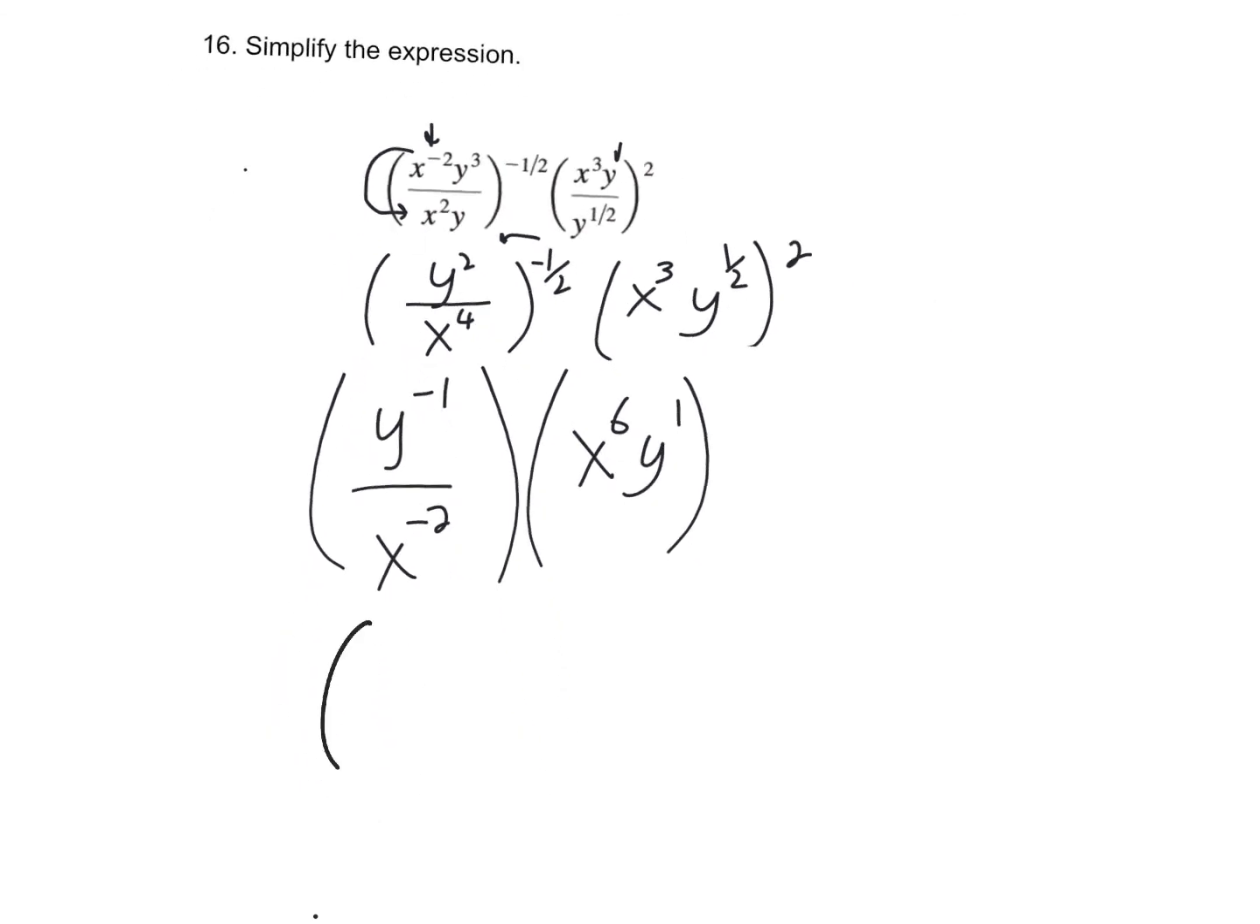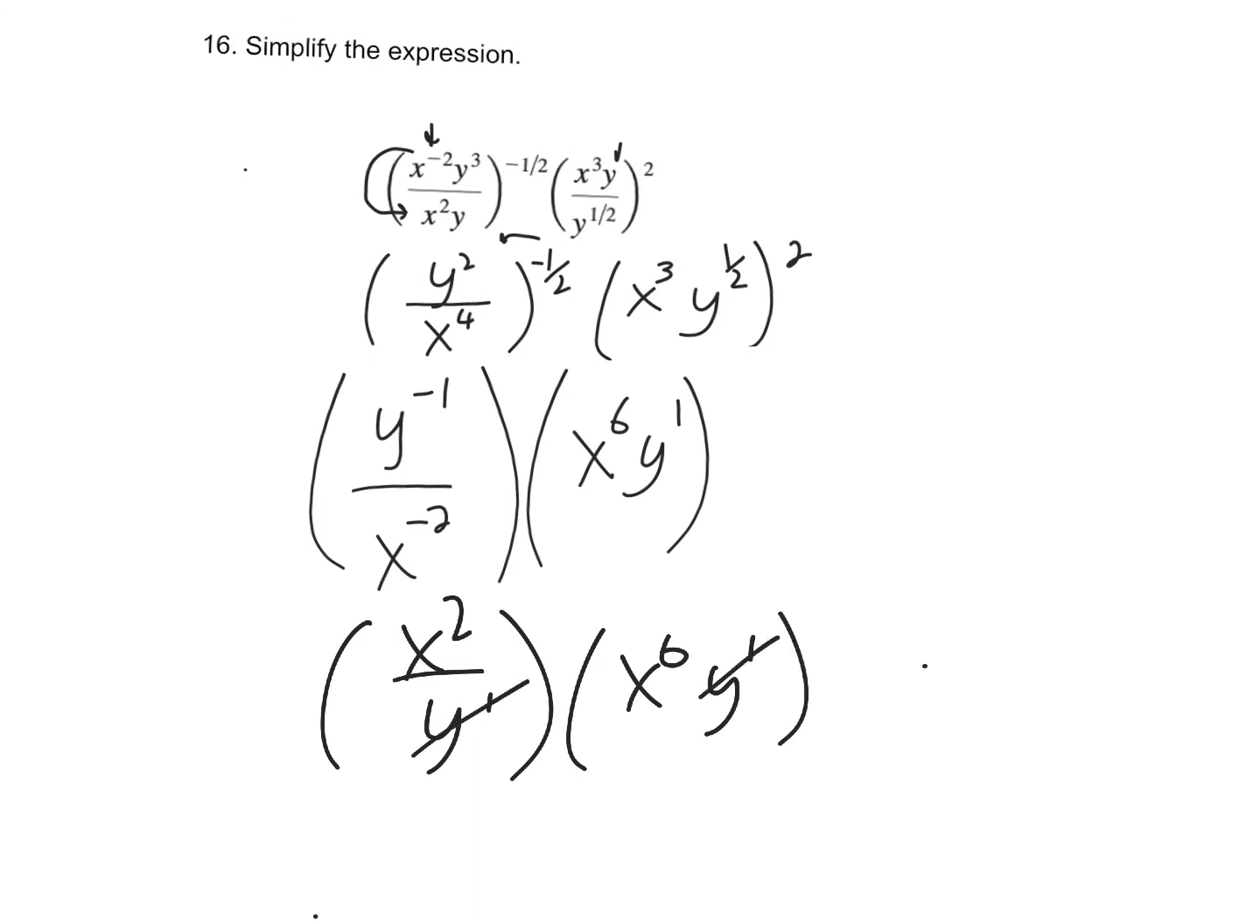The first one, I'm going to flip because they're both negatives. So make that x squared over y to the first if you want to. And I have x to the 6, y to the first over here. My y's cancel. So it's just x squared times x to the 6, x to the 8th.